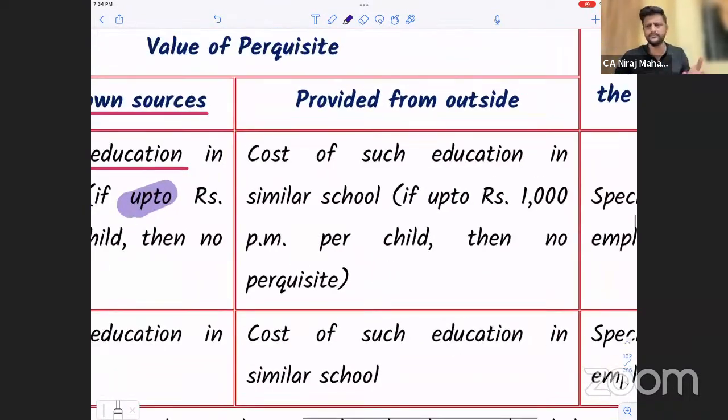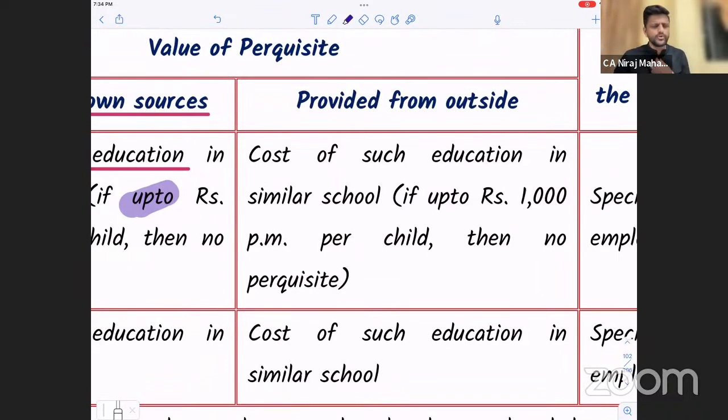Same thing here, provided from outside. If you don't have your own school or college, you did a tie-up, and you told that the employee will not pay the fees because you have a tie-up with such a school. So same thing. Again, we will take fair market value. Yes, till here, all of you? We'll take fair market value. Clear till here? And again, if it is up to rupees 1,000 per month per child, then again, no perquisite.